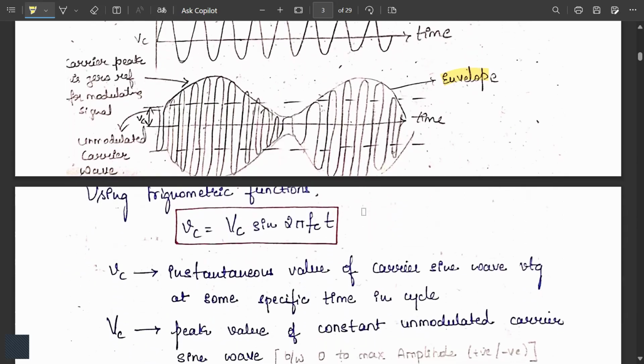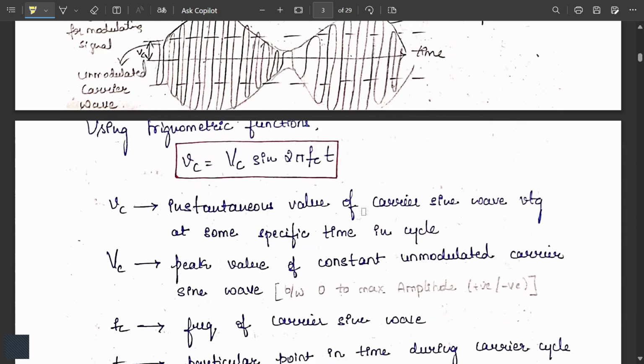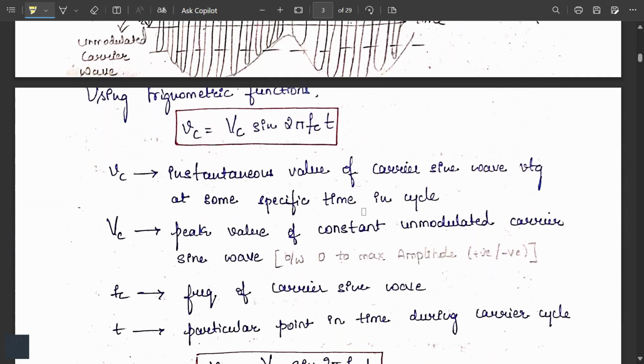Using trigonometric functions, we can write two equations. That is, small vc equals capital VC sine 2 pi fc t. Here small vc is the instantaneous value of the carrier sine wave voltage at some specific time in the cycle. Capital VC is the peak value of the constant unmodulated carrier sine wave, that is between 0 and maximum amplitude. fc is the frequency and t is the time at that particular point.